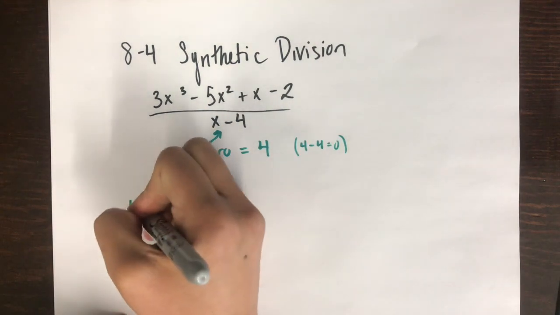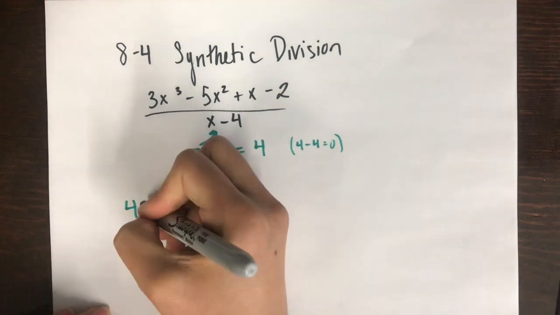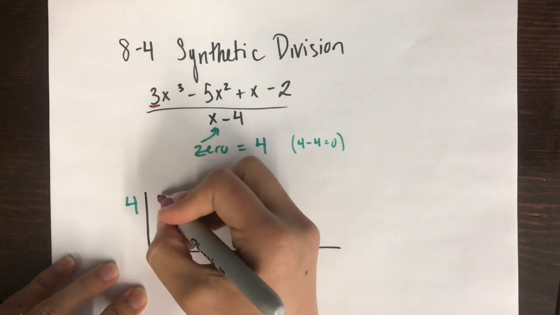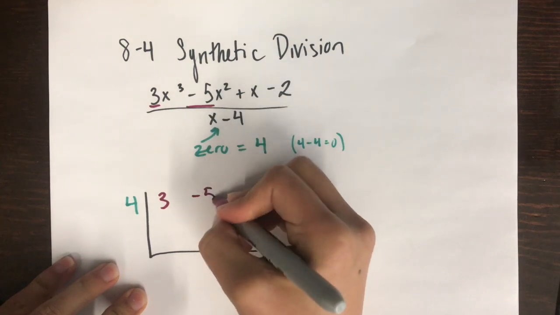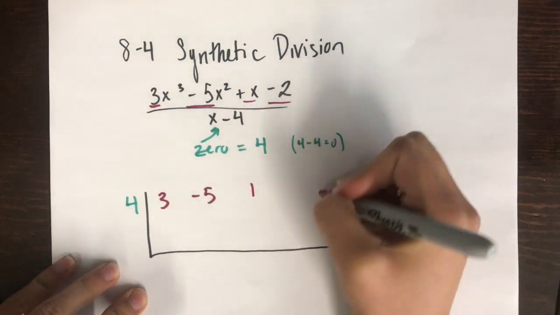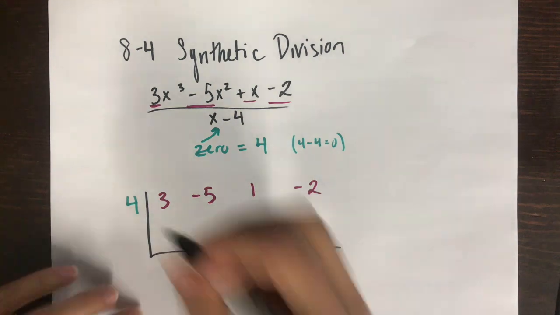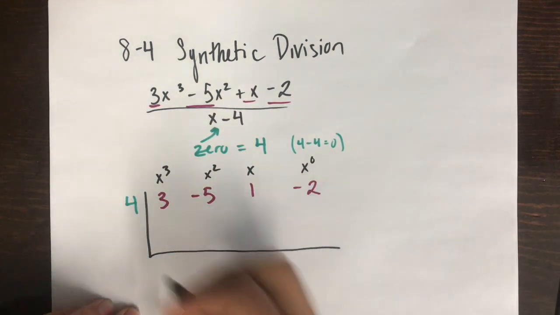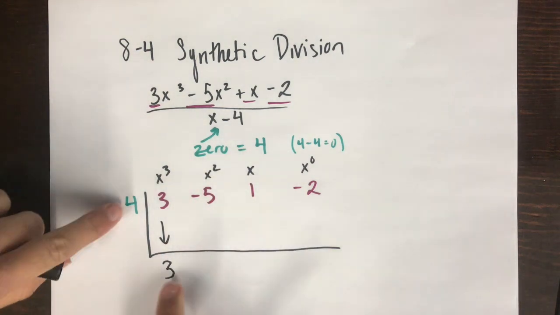So I'm going to take that thing that I'm dividing by, whatever makes it 0, and put it on the outside, and then make this little L shape. Then I fill it with the coefficients of my polynomial. So I have 3, -5, -1, and -2. I'm always going to go in descending order, so I have an x cubed slot, x squared slot, x slot, and then an x to the 0 slot.